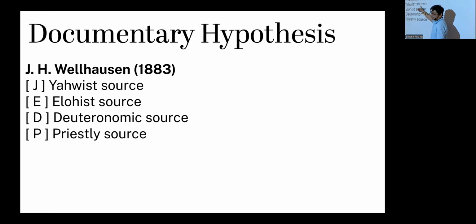J stands for Yahweh. Why not Y? Because it's German, so it's J. J is pronounced as Yah, like when you say hallelujah, we don't say hallelujah, right? So hallelujah with the J. So Yahweh's source, Elohim's source, Deuteronomic or Deuteronomist source. I prefer to call it Deuteronomic rather than Deuteronomist. And you say, whoa, what did Wellhausen say? Well, Wellhausen wrote in German. I can translate it however I want to. Deuteronomic source and also priestly source.